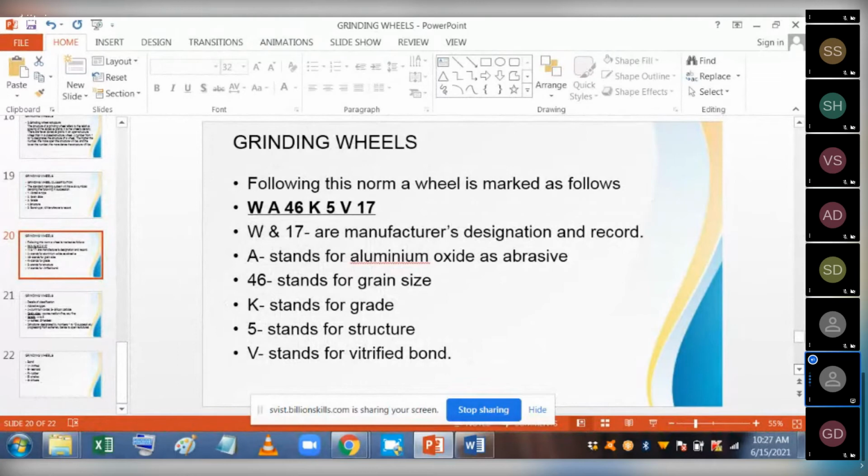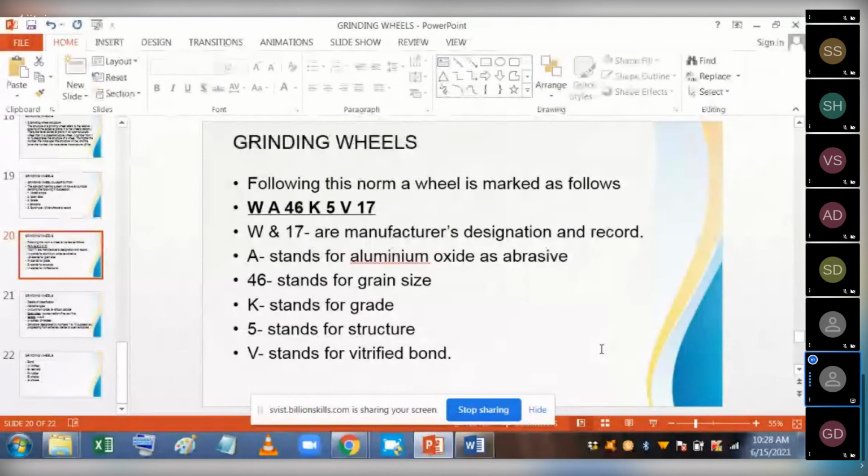Now K, what is K? K stands for grade. I told you that this is a letter grade, and from A to Z, from soft to hard material, it goes. And 5 stands for the structure. This also I said is a number between 1 to 50. 1 is a dense material, and as you go further, the material becomes open. And 5 means it is somewhat dense, nearer to 1, which is the most dense material. So it's a dense material.